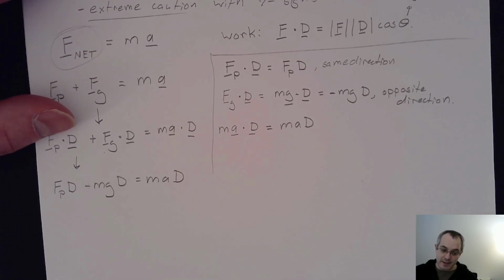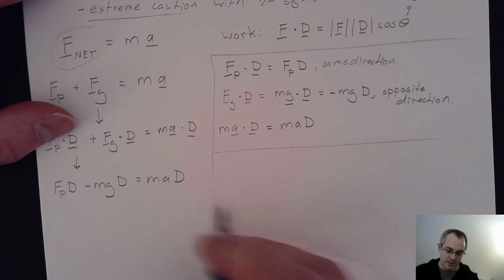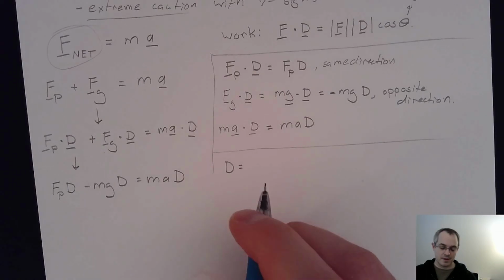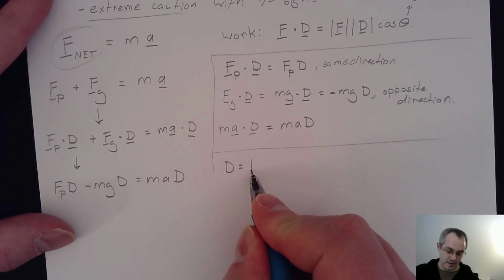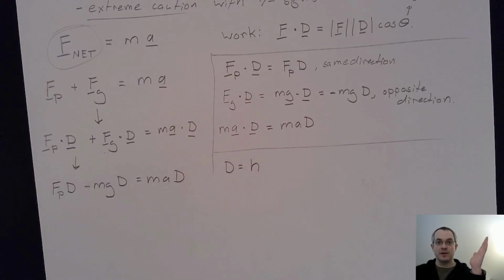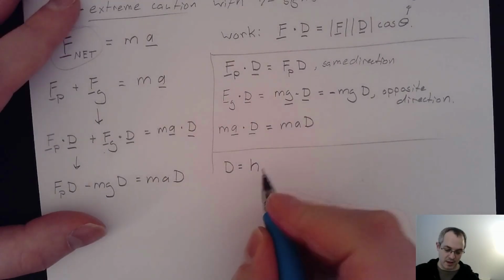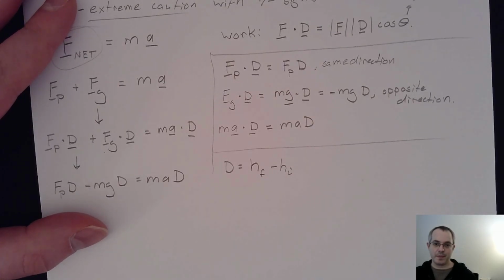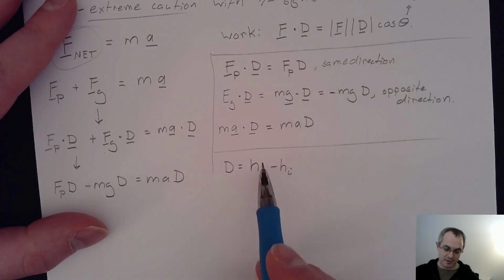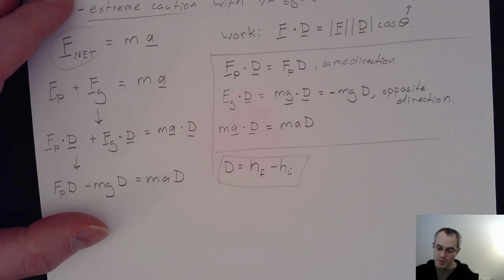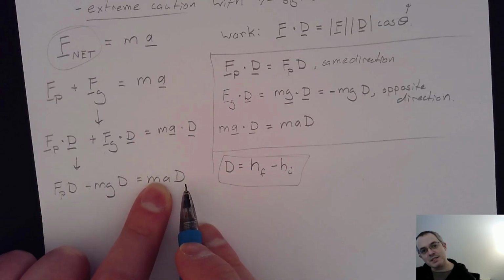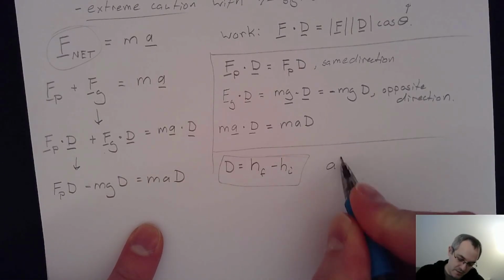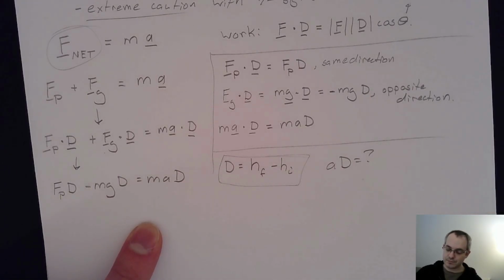First of all, what is D? We know that D, not as a vector now, so what's the magnitude of it, right? The magnitude of it is going to be that final position minus the initial position. But what is this a times d? What is that? The acceleration times distance. So what do we do for this guy here?